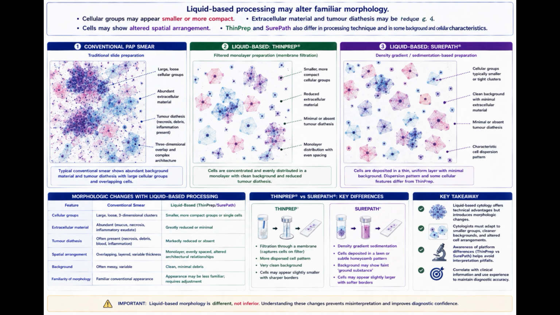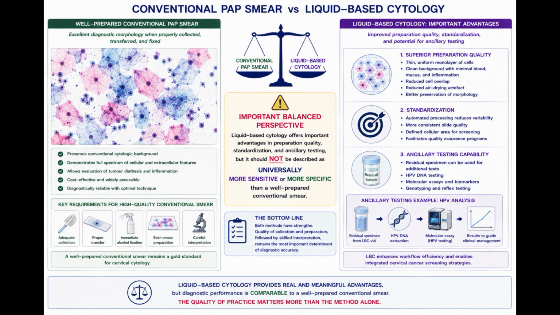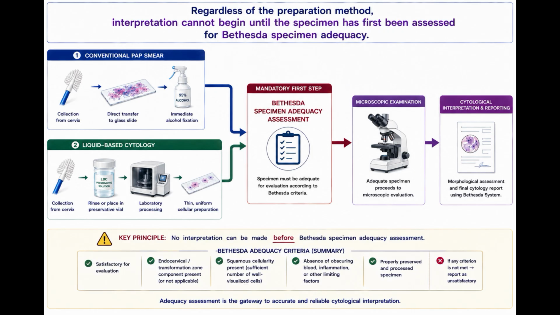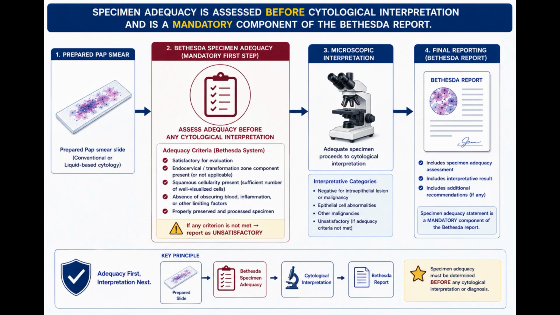Cellular groups may appear smaller or more compact, extracellular material and tumor diathesis may be reduced, and cells may show altered spatial arrangement. ThinPrep and SurePath also differ in processing technique and in some background and cellular characteristics. Liquid-based cytology offers important advantages in preparation quality, standardization, and ancillary testing, but it should not be described as universally more sensitive or more specific than a well-prepared conventional smear. Regardless of the preparation method, interpretation cannot begin until the specimen has first been assessed for Bethesda specimen adequacy.